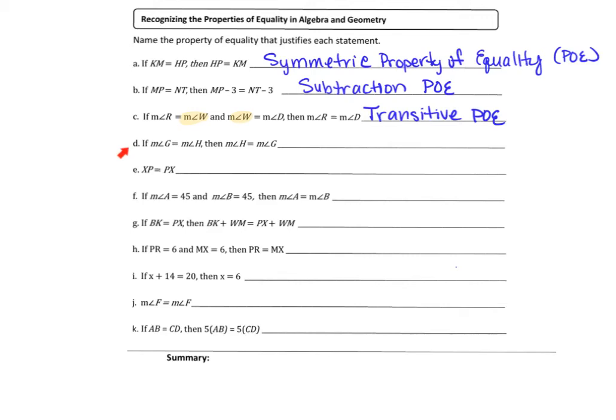Let's look at letter D. If measurement of angle G is equal to measurement of angle H, then measurement of angle H is equal to measurement of angle G. What property is that? That is the symmetric property of equality.